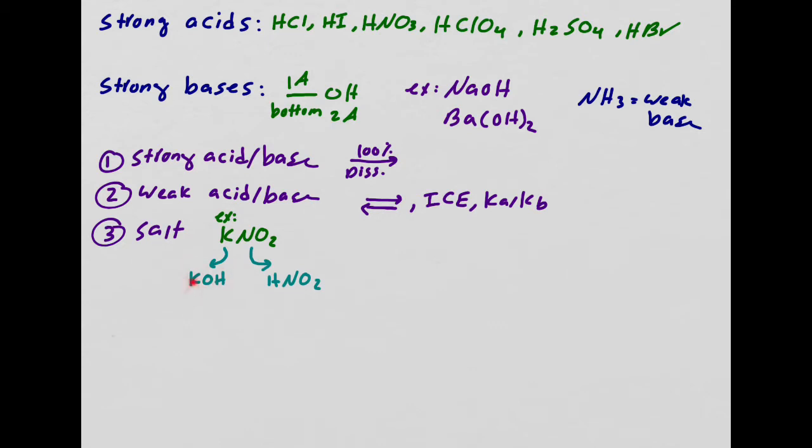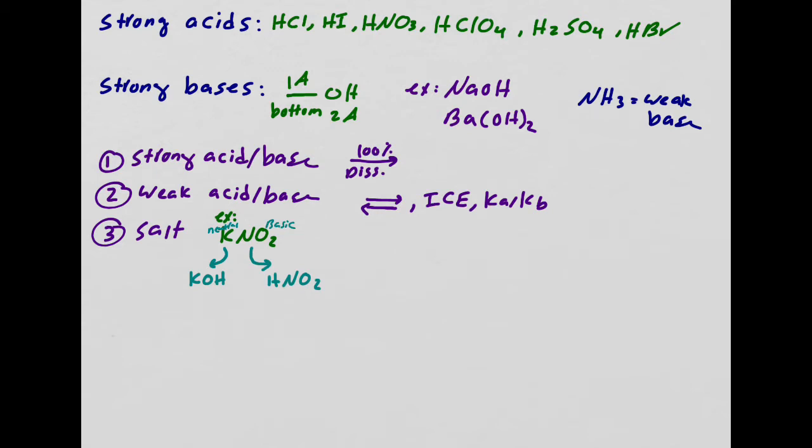So if I have a strong base, what that means is the conjugate is going to be neutral. So the potassium is neutral. Now this one, HNO2, is a weak acid. If you are a weak acid, your conjugate is going to be basic. And we've done this before. So a strong base or acid is going to have a neutral conjugate. If you have a weak acid, then your conjugate is going to be basic. If you have a weak base, your conjugate is going to be acidic.